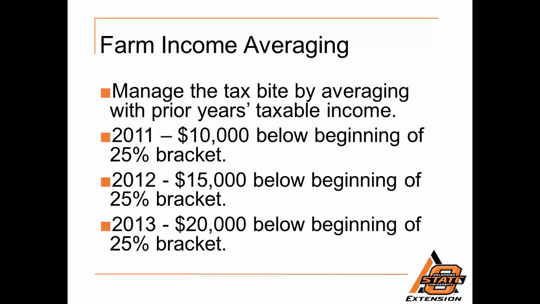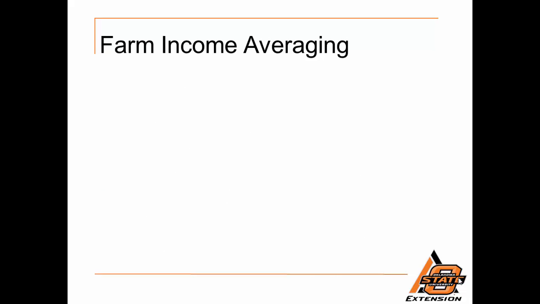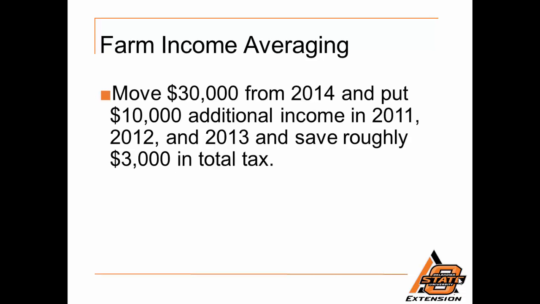So what you're looking at doing is moving income from 2014 into 2011, 2012, and 2013 evenly. We're going to move $30,000 from 2014, so we're going to put an additional $10,000 of income in 2011, 2012, and 2013. By doing so, we roughly save about $3,000 in total tax. So that $30,000 moved saves us about 10% in total taxes. That doesn't sound like much, but it's considerable in other scenarios.